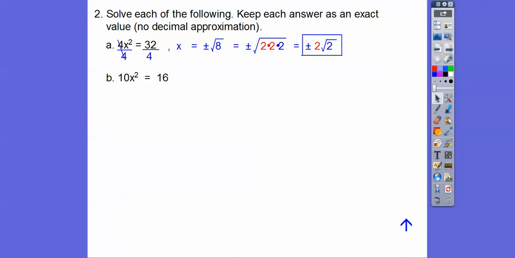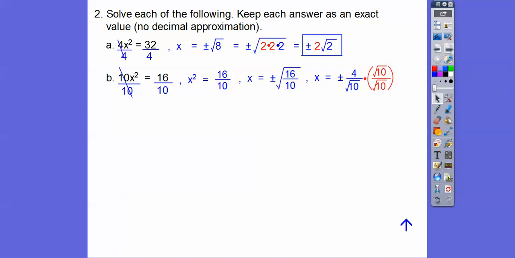Okay, so here we're going to divide both sides by 10. So when we divide by 10, we get that, and then we're going to square root both sides. So when we square root both sides, we're going to square root the top and the bottom. The square root of 16 is 4. And then we got to get rid of that radical 10 downstairs. So to get rid of that radical 10, we multiply it by 1. That 1 is the square root of 10 over the square root of 10. And so we get 4 root 10 over plain old 10.